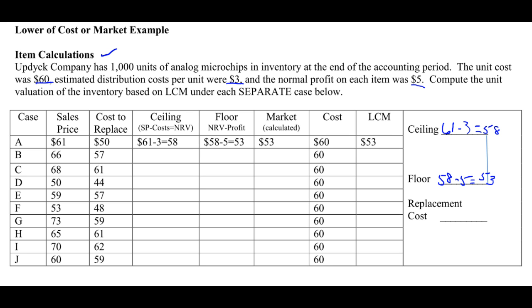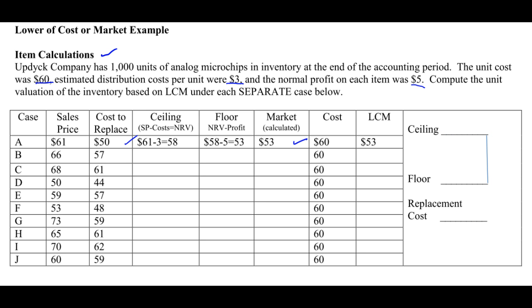And notice our cost to replace is 50. So now we're ready to pick what we're going to use for market. Market can't be higher than 58 or lower than 53, and 50 is lower than 53, so we're going to use $53 for market. Now, which is lower, cost or market? And you could say, well, market's lower, and we'll use $53 as the replacement cost. Well, that was fast and busy, wasn't it? Let's do number B together.